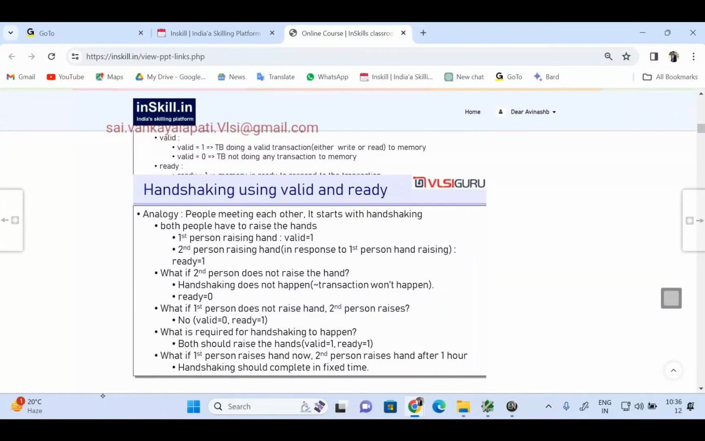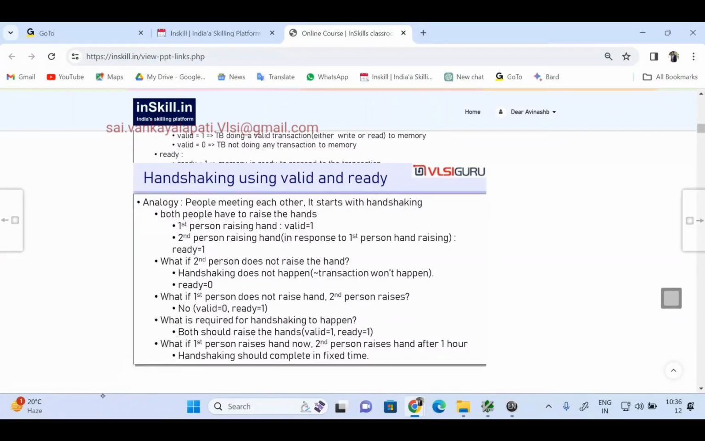What if the second person does not raise the hand? Handshaking does not happen. The transaction won't happen, right? Since ready is equal to 0. What if the first person does not raise the hand, and the second person raises the hand? Now valid is 0 and ready is 1. The second person raises the hand, but the first person does not. Will the transaction happen?